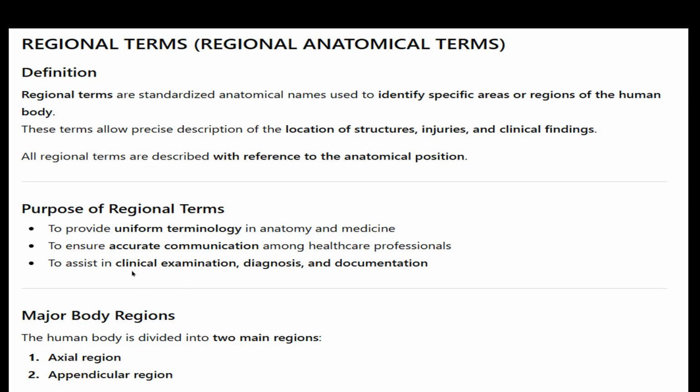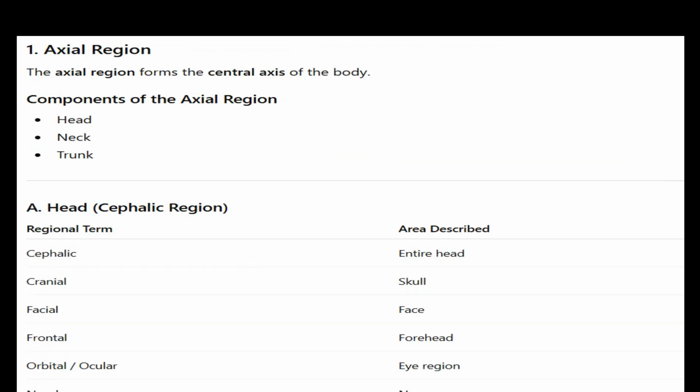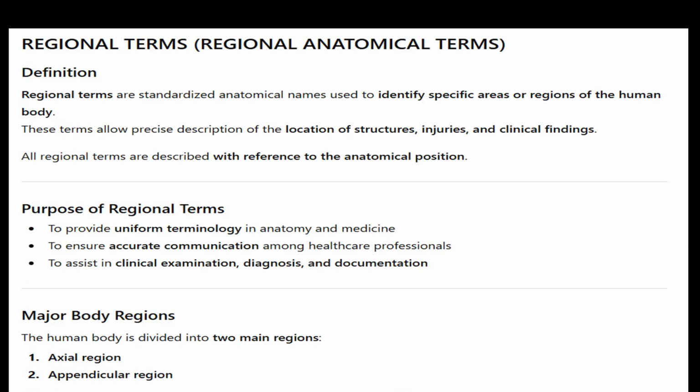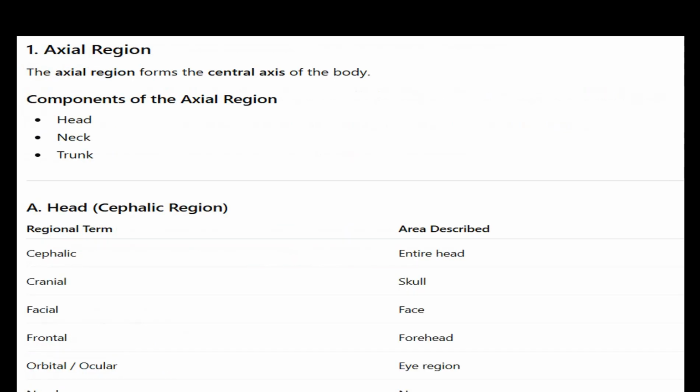Now we will talk a bit about the major body regions. Majorly the body is divided into two parts, that is the axial region and the appendicular region. So mainly we have two parts, the axial region and the appendicular region. Now one by one we will see both regions and their subcategories.